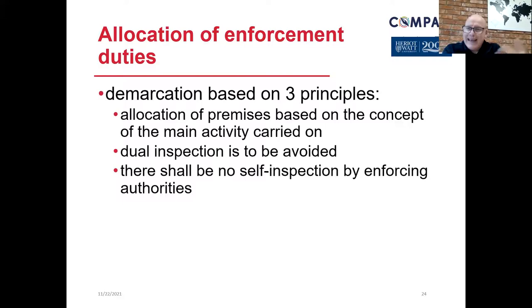The principles that they put in place about this demarcation are based on three principles: allocation of premises based on the concept of the main activity carried out. So that goes back to, if you think about the fire regulations initially, when you needed a fire certificate, they would always ask, what is the purpose of this premise? Now, you can change the purpose of the premise, but you need to notify them so they can then identify the level of risk.